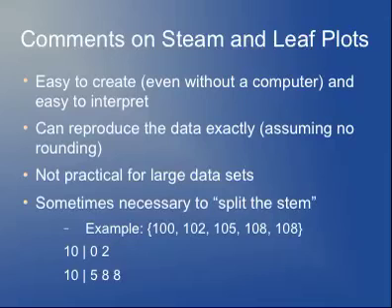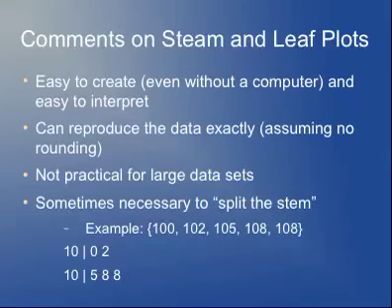Stem and leaf plots are easy to create even if you don't have the benefit of a computer. They're relatively easy to understand. If you don't do any rounding, you can reproduce the data with perfect accuracy. In the weight example on the previous slide, R was rounding to the nearest tens digit, so in that case you couldn't. If there was no rounding, then you can reproduce your data exactly by looking at the stem and leaf plots. And sometimes you need to split the stem, as I alluded to on the previous slide.